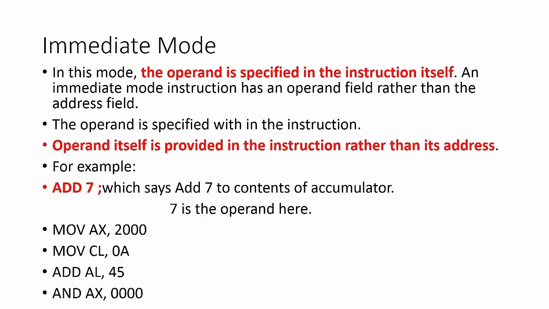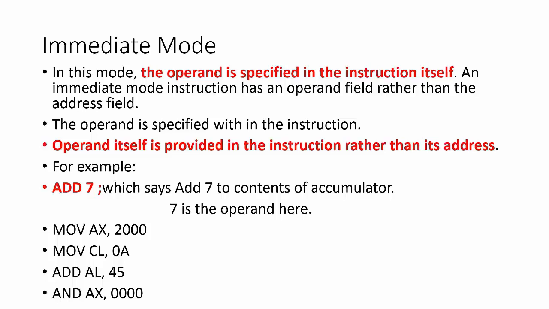So the operand is specified within the instruction. The operand itself is provided in the instruction rather than its address. In the immediate mode, the address part holds the data itself. For example, ADD 7. ADD 7 is the instruction which says add 7 to the content of the accumulator. What is 7 here? 7 is the data, or you can say it is the operand.